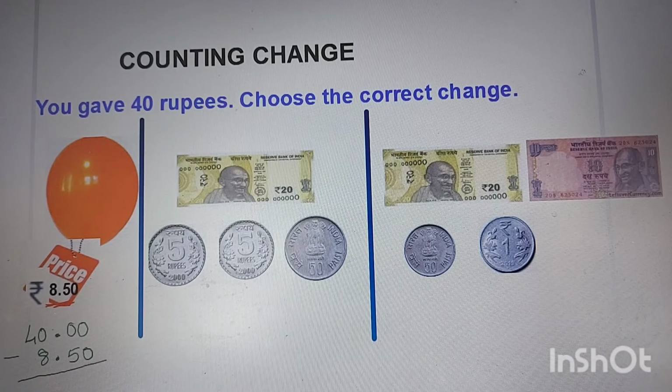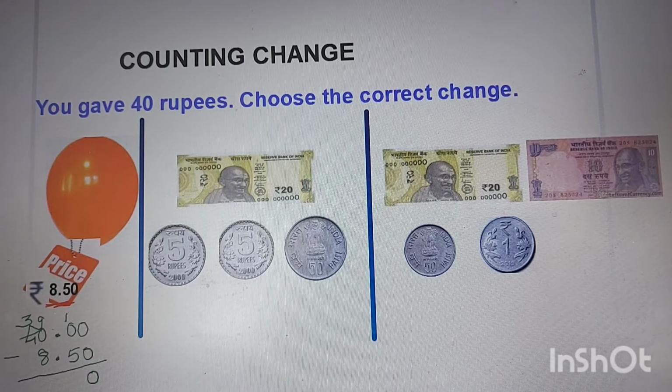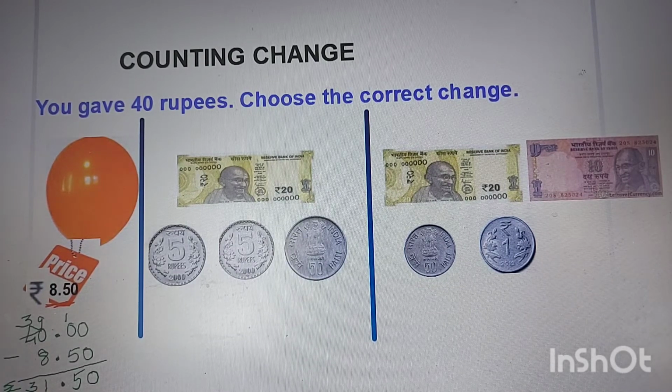Now let's subtract. So this is 0 minus 0 is 0. 0 minus 5 is not possible. So we need to borrow. So 4 becomes now 3. 0, this 0 we will write 9 above that. Here we will write 1. Read the number as 10 minus 5, that is 5, and decimal point at its place. Now this is 9 minus 8, that is 1, and 3 minus 0, that is 3. So what is the change you should get back? That is 31 rupees and 50 paise. Fine. Now let's see where is that given.